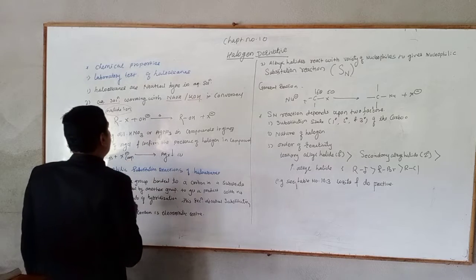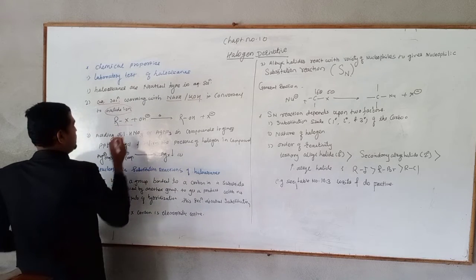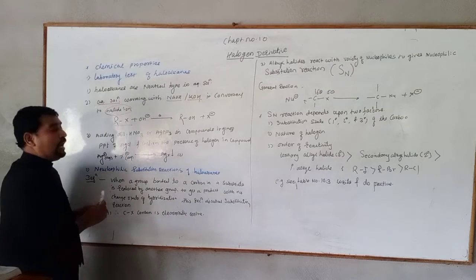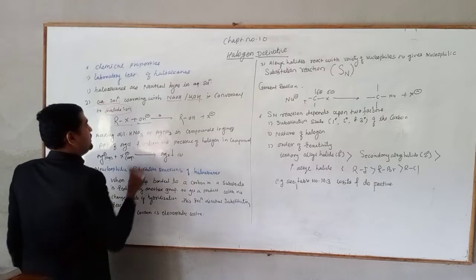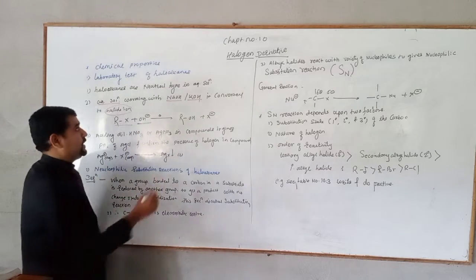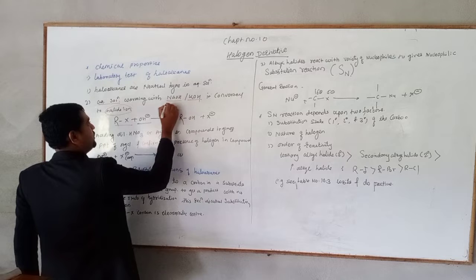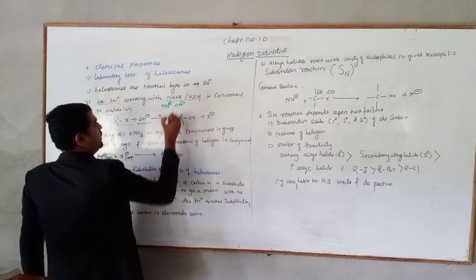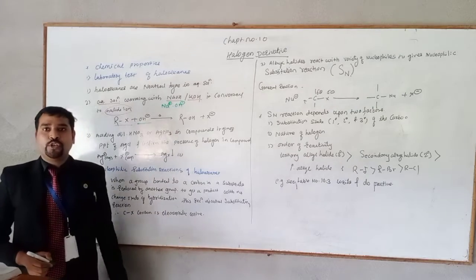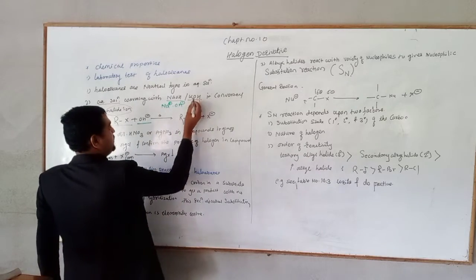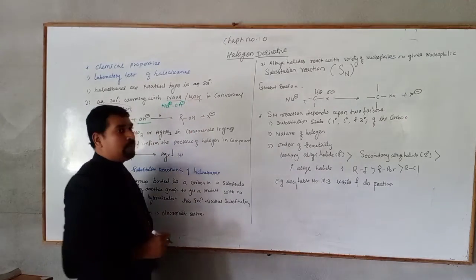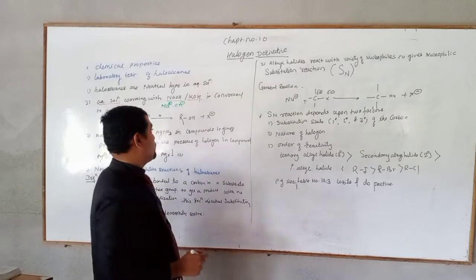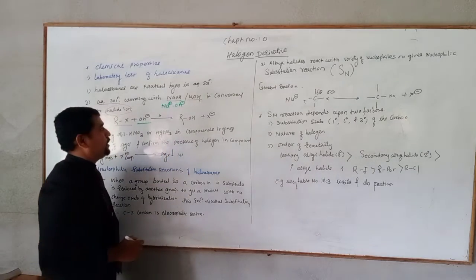What is the general reaction? R-X means the alkyl halide. OH means the hydroxyl ion. It is obtained from NaOH, which dissociates into Na plus and OH minus. And this OH minus is a nucleophile. It is obtained from sodium hydroxide and potassium hydroxide, that is NaOH and KOH.